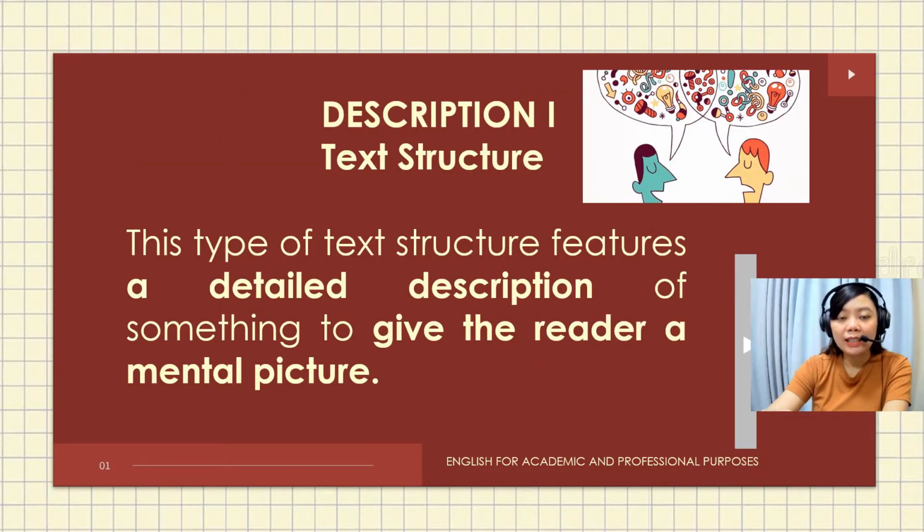Description as a text structure is a type of text structure that features a detailed description of something to give the reader a mental picture. So it's like creating pictures in their minds and illustrating specific ideas in their minds, making them imagine things by not using a lot of flowery words, but formal words. Description, again, is to give the readers a mental picture of what you are describing.